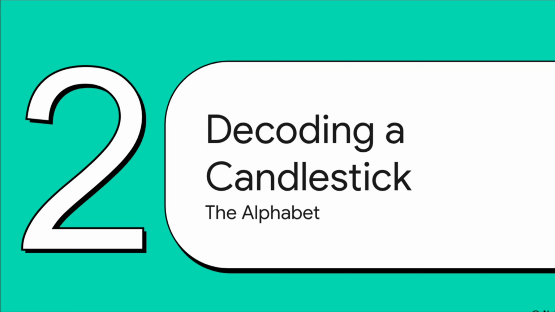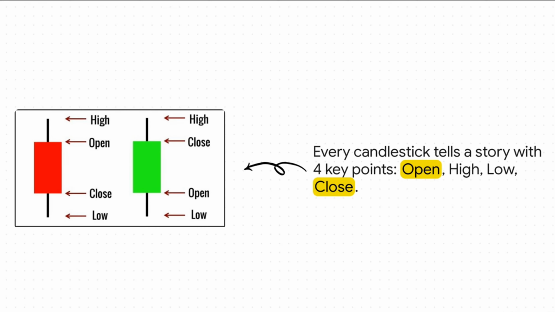All right, so if we're learning a new language, we have to start with the alphabet, right? Well, in the language of price action, the most basic letter is a single price bar, or as you've probably seen it, a candlestick. Every single one of these little candlesticks, it doesn't matter what time frame you're on, is built from just four key pieces of data: the price at the open of that period, the absolute high price it reached, the absolute low it touched, and finally, where it closed. You'll often hear this called OHLC data.